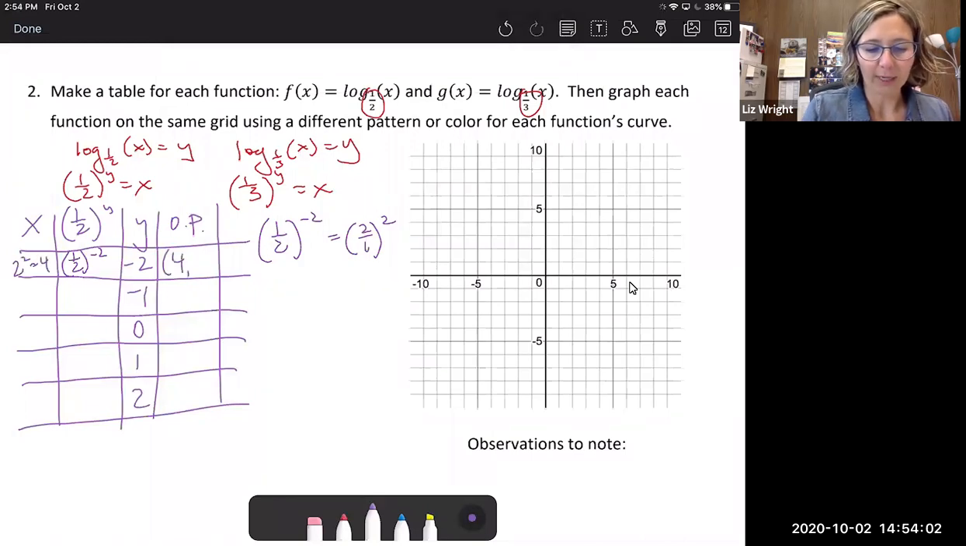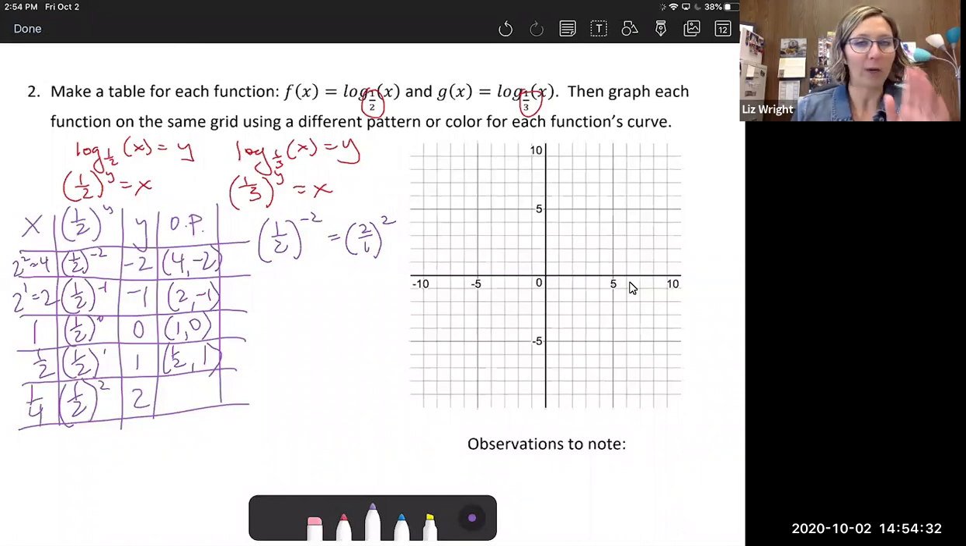So then we've got 4, -2. And then here we're going to have 1/2 raised to the -1st. Again, it's going to be 2 to the 1st, which is going to give us 2. So then we're going to have 2, -1. Then we're going to have 1/2 raised to the 0 is going to give us 1. Then 1/2 to the 1st power, which is going to give us 1/2. And then we have 1/2 raised to the 2nd power, which is going to give us 1/4, because that's like 1/2 times 1/2. So 1/4, 2.